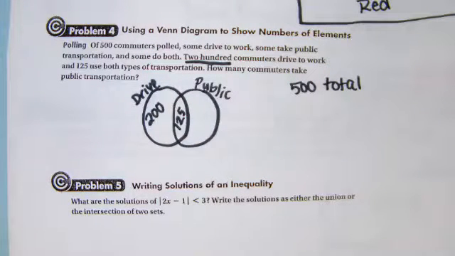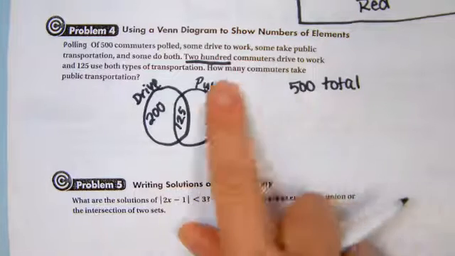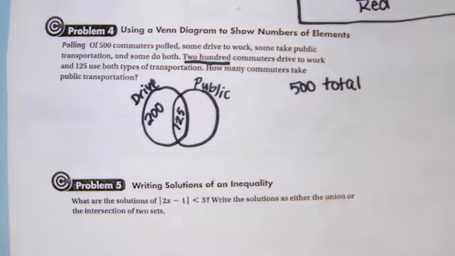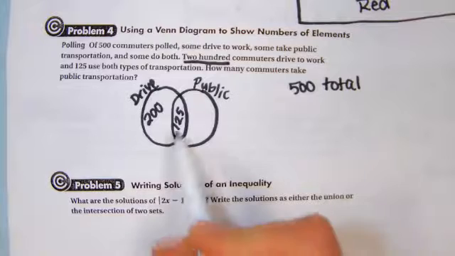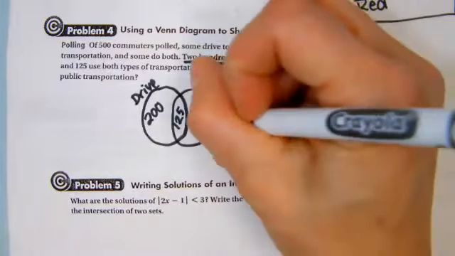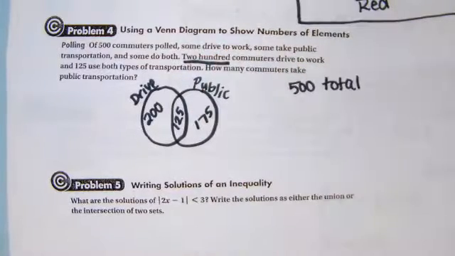So if you think about this, right? What do we do to figure out how many people, so it says how many commuters take public transportation? Okay, we have to subtract, right? What if our 500 is total, and it says 200 drive to work, and 125 use both, how many would be left that use just public? Okay.